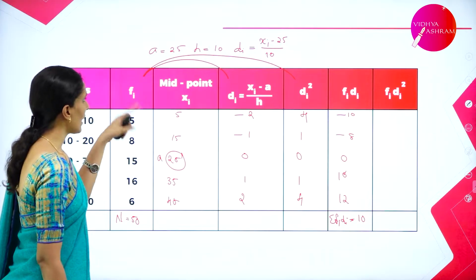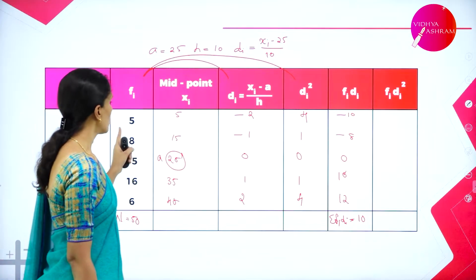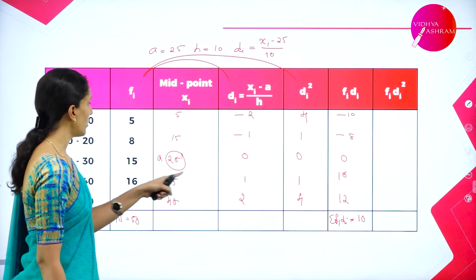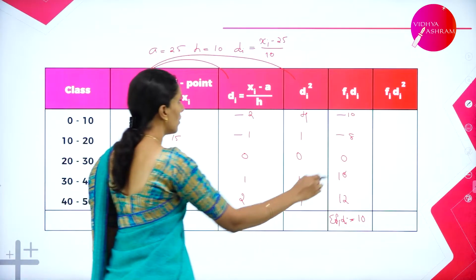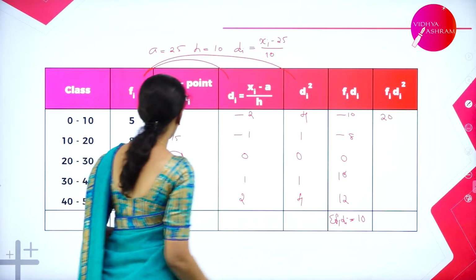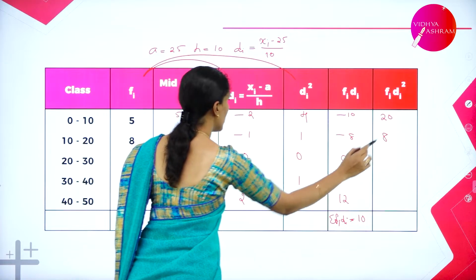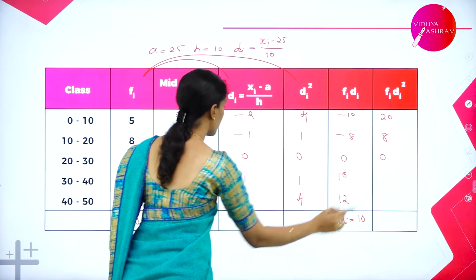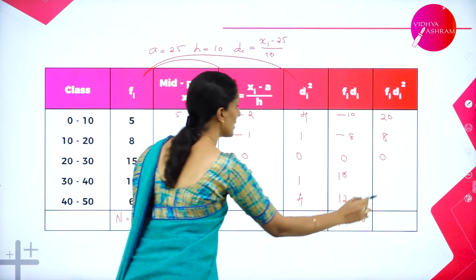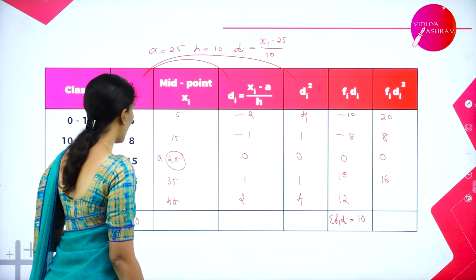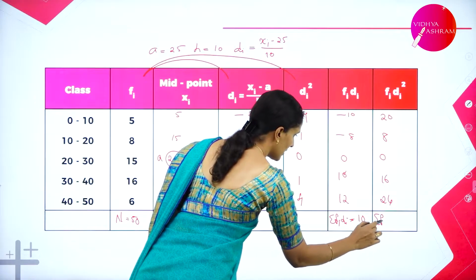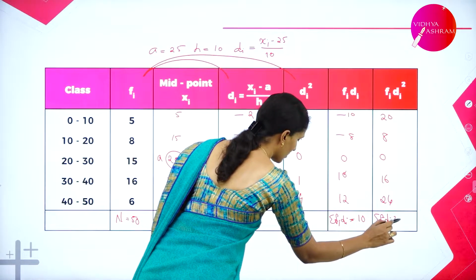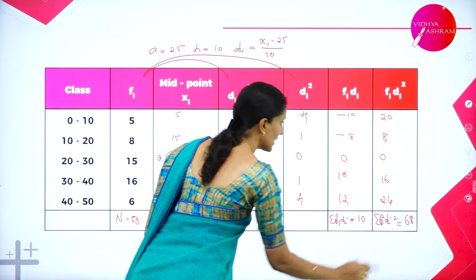Next, let us take Fi into Di square. 5 4s are 20. Next is 8 1s are 8. Next is 0. Next we have 16 1s are 16. Next we have 6 4s are 24. So take the summation of this Fi Di square. The value you will get is 68.